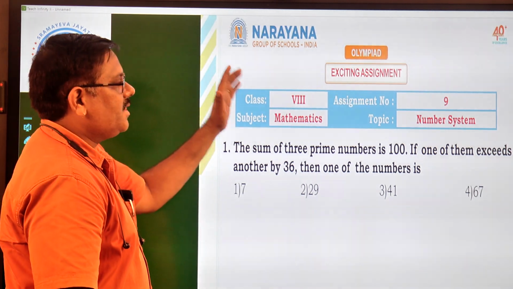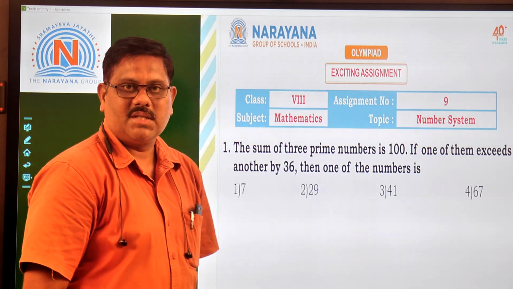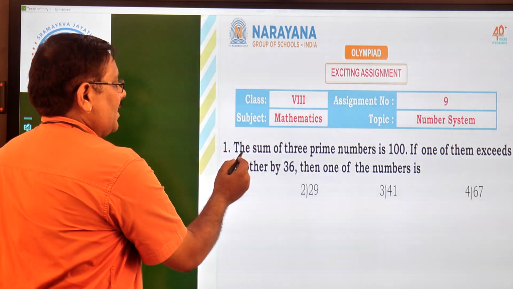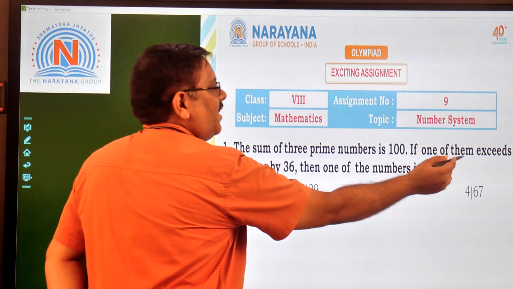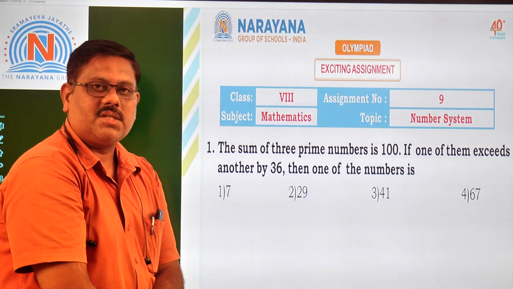Today for 8th class students we are going to discuss assignment 9 on number system. Now let us see the questions. The first question is: the sum of three prime numbers is 100. If one of them exceeds another by 36, then one of the numbers is.